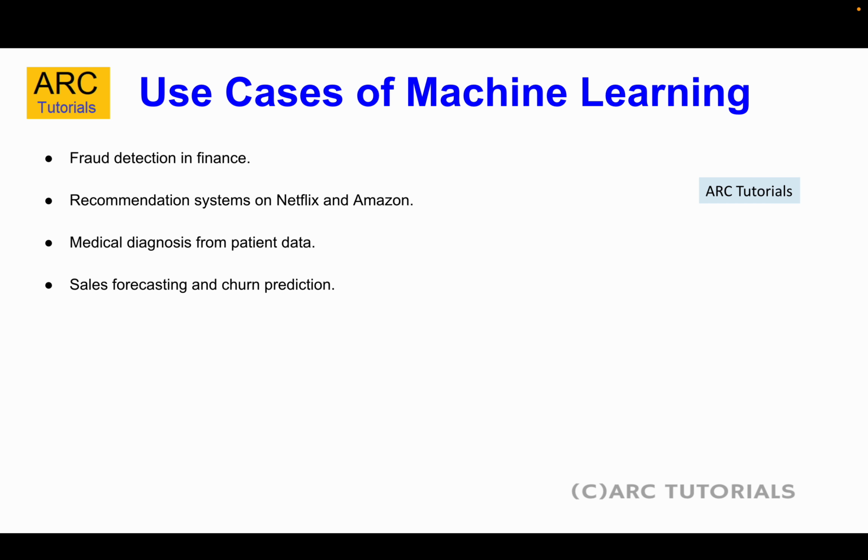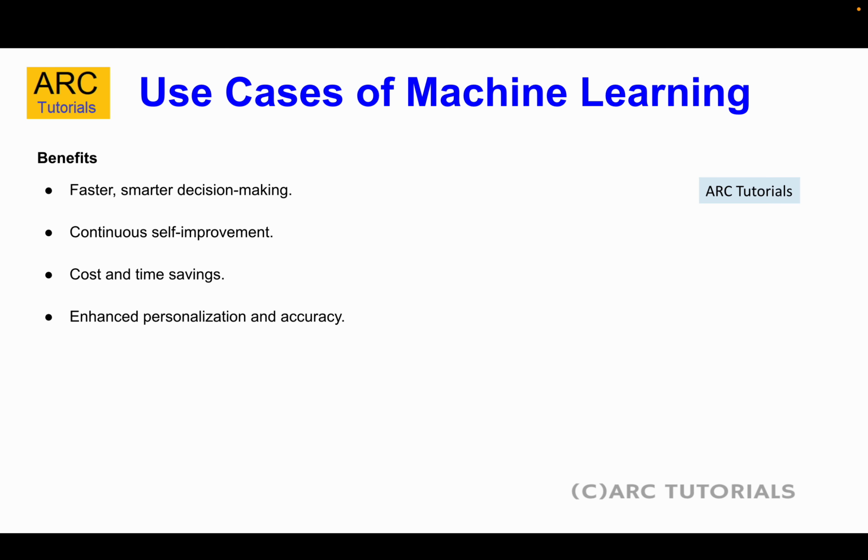Now, what are some of the use cases for machine learning? You can use it for fraud detection in finance, recommendation systems on Amazon, Netflix, etc. You can check for medical diagnosis from patient data history. You can use it for sales prediction, forecasting, churn prediction, etc.